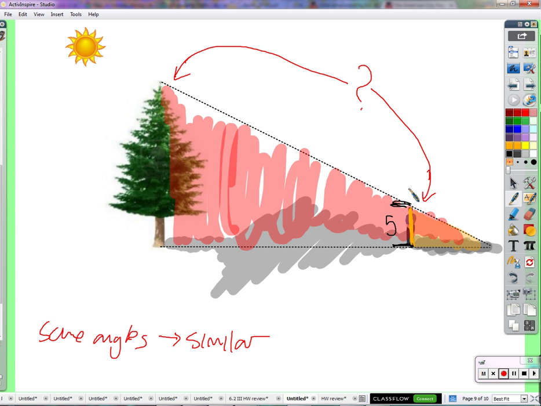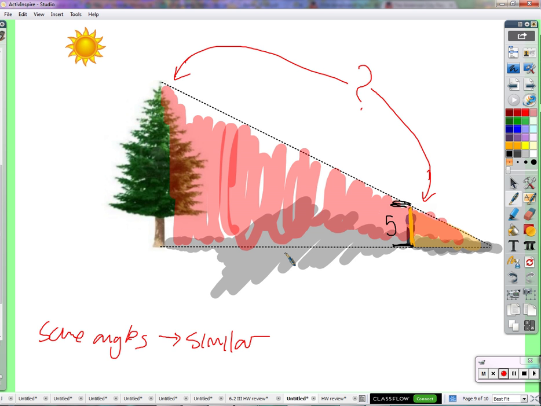Okay? So, what's that? That's what we're trying to calculate. Think about it realistically. I can measure things that are small and on the ground, but I would have to climb this tree. Let's avoid climbing the tree. Let's figure out how many times bigger this triangle is than this small triangle. We can just multiply 5 by whatever it takes to get this. So how do I figure out how many times bigger this big triangle is?